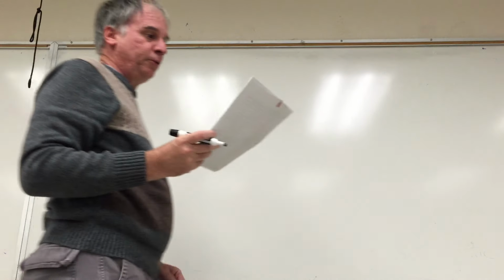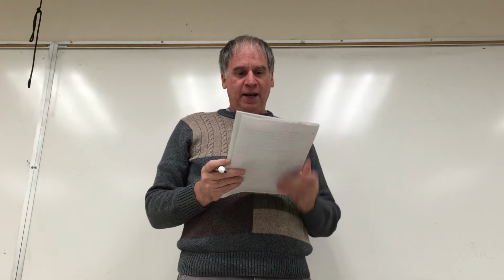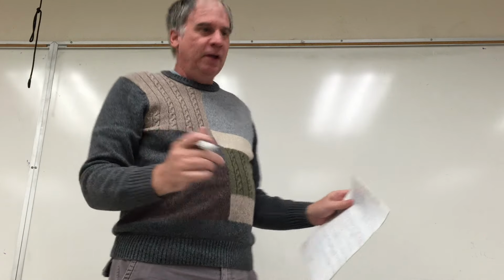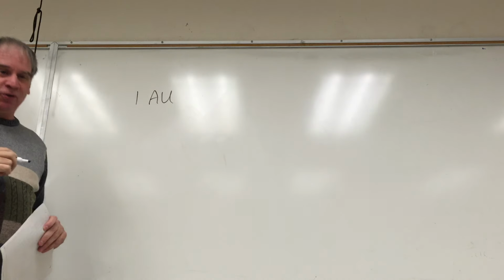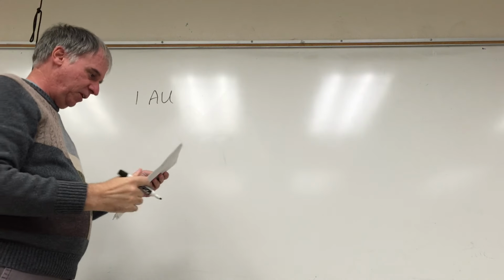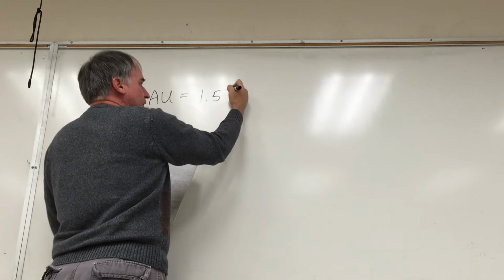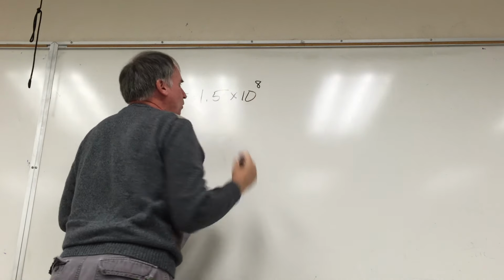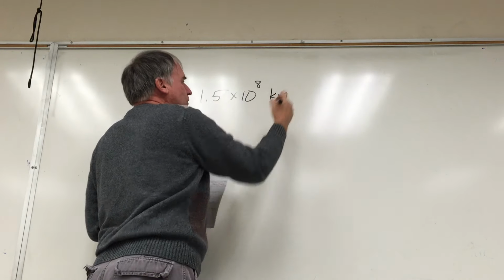Okay, this is the preview chapter of the Physics 110 homework. Problem 2 says, given that an astronomical unit is 1.5 times 10 to the 8 kilometers, we stop right there. They're telling us that 1 AU, an astronomical unit, the average Earth-Sun distance, is equal to 1.5 times 10 to the 8 kilometers. It would be 150 million kilometers.